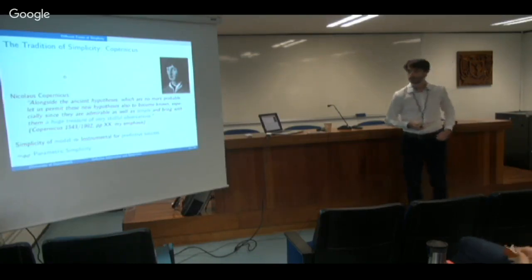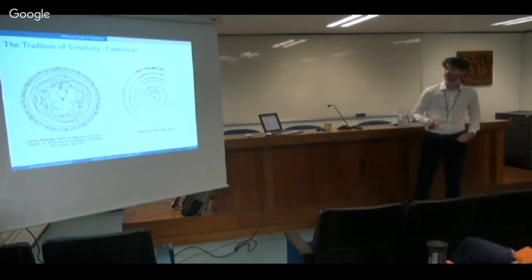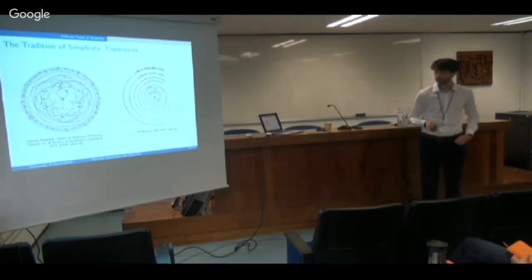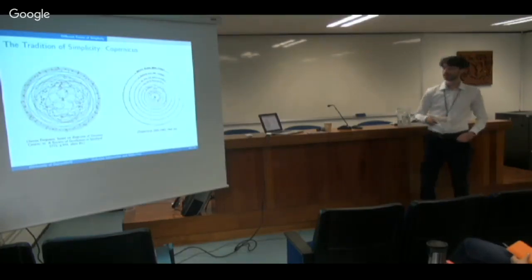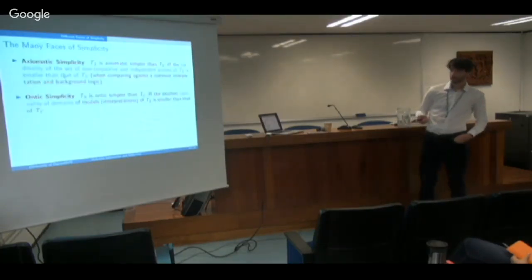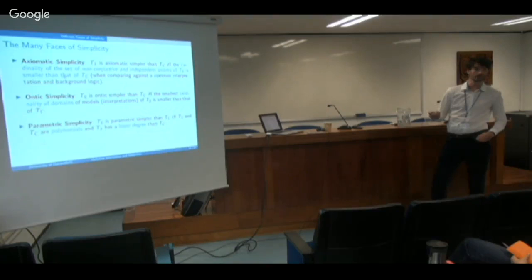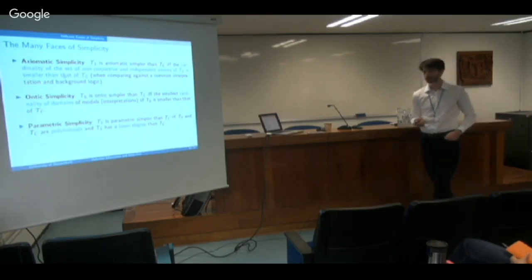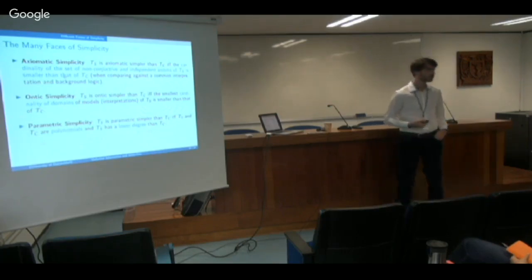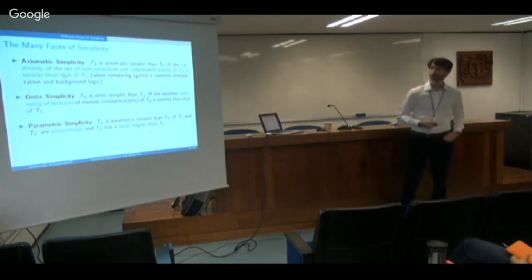Okay. So every one of us knows that this was a very important notion of simplicity that really led to a paradigm change in science. And the problem now is we have three different notions of simplicity. We have axiomatic simplicity, which counts the number of axioms. We have ontic simplicity, which counts the number of entities presupposed by the models of the theory. And we have parametric simplicity, which counts the number of parameters of the models. Okay. And how do they relate to each other?